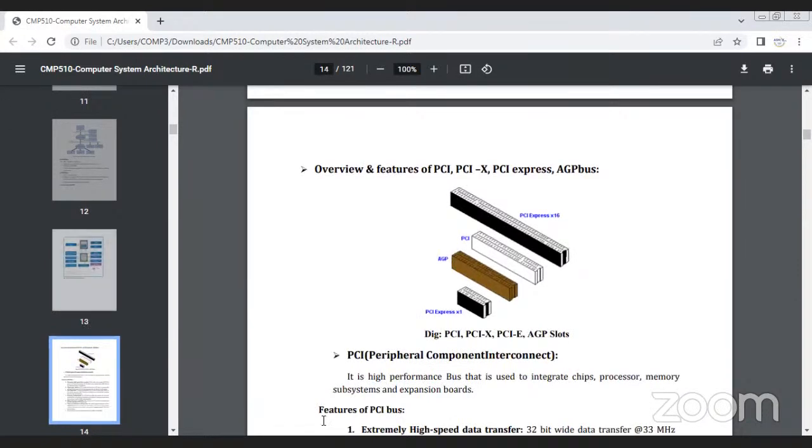Then what is PCI? PCI slots. This diagram explains how PCI, PCI-X and PCI Express slots look. This one is a PCI slot. This one is a PCI Express X1. This one is a PCI Express X16. So basically, what is meant by PCI? P for peripheral, C for component interconnect.